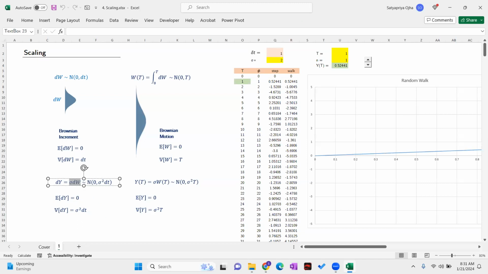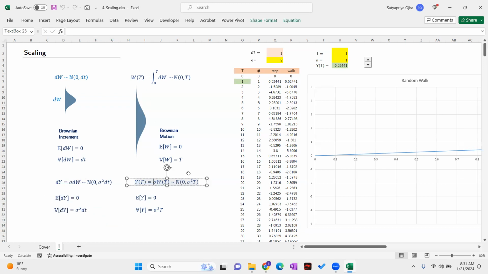When you scale a random variable, which is already normal, the new random variable again follows a normal distribution. The mean will still be 0, right? But the variance will become sigma square dt. Okay, variance gets squared if you multiply by a scalar. All right, so the expectation is still 0. Variance is sigma square dt for the step.